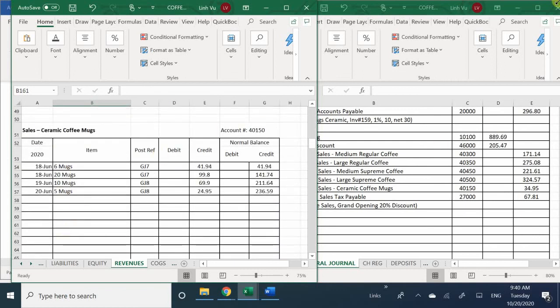Okay, so ceramic coffee mugs. How many did I sell? 5. All right, for a total of 34.95. Bringing my grand total to 27154. What did you say? 271.54. Good.